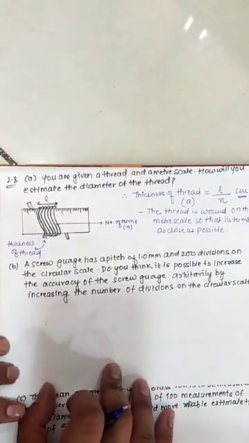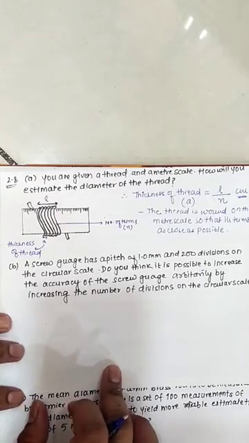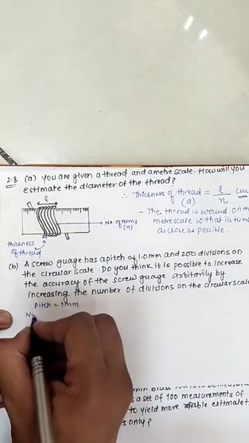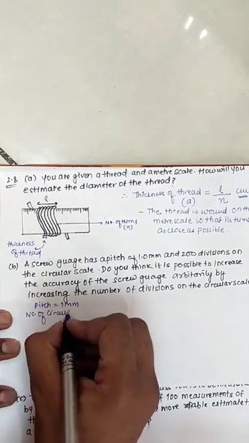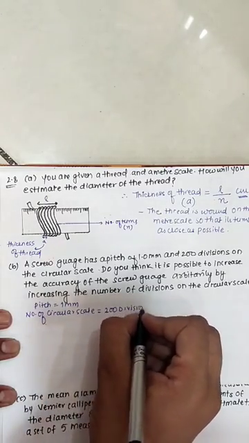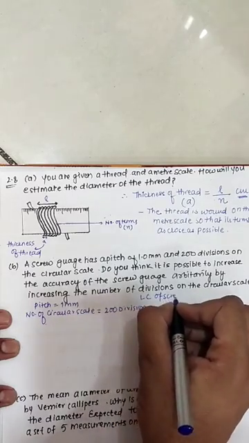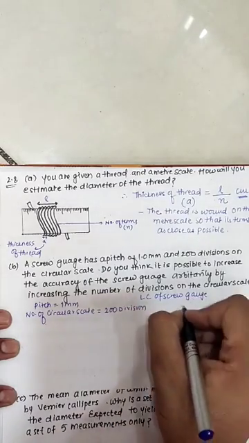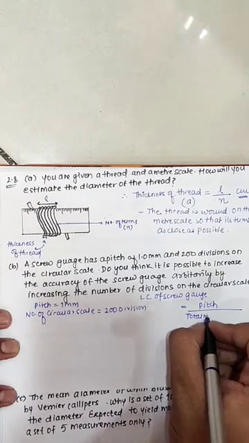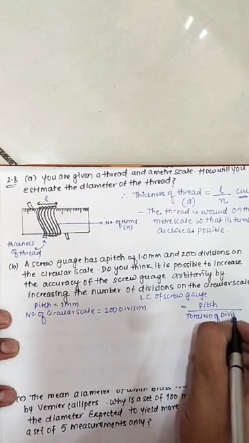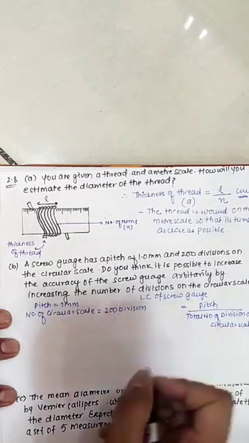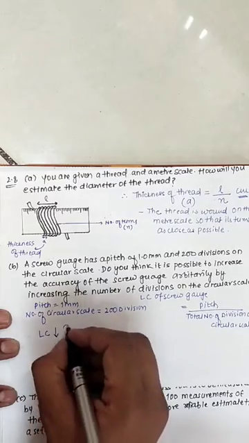The second question over here is, a screw gauge has a pitch of 1 mm and 200 divisions on the circular scale. Pitch they have given, that is 1 mm. Number of divisions on the circular scale they have given, 200 divisions. Till this clear? We know that LC of screw gauge is nothing but pitch divided by total number of divisions on the circular scale. Till this clear?